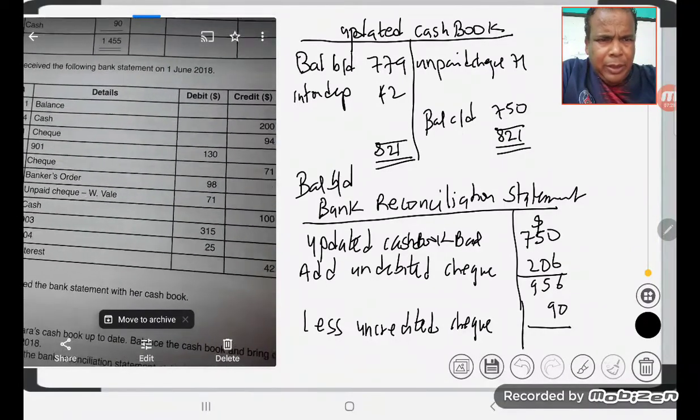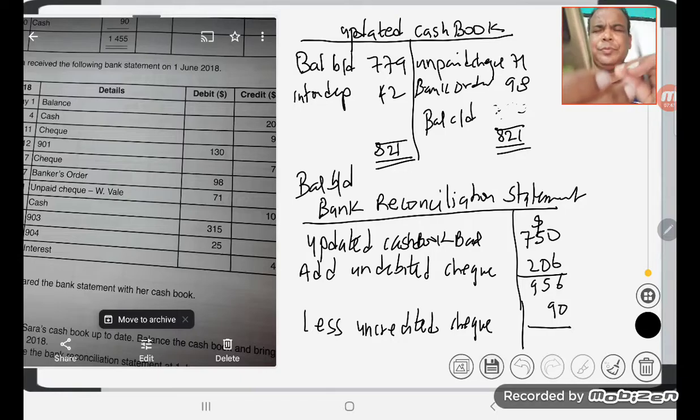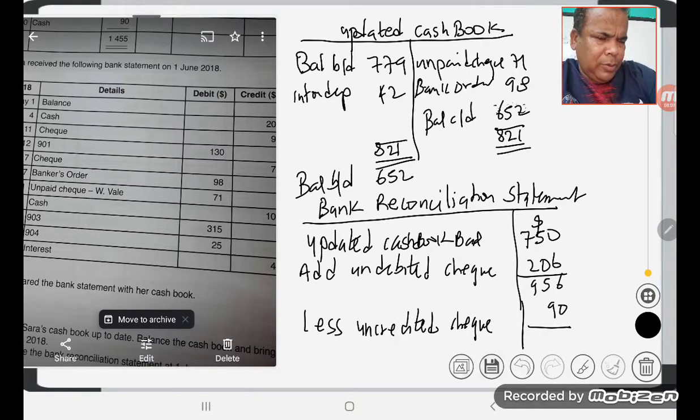We have bankers order 98 that has not been recorded. It should be recorded here. Bankers order. Then this balance we have to calculate again. We have to deduct 721 minus 98 minus 71. 652. This balance will be 652.